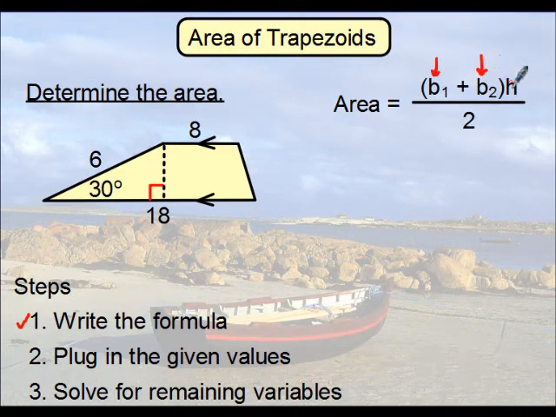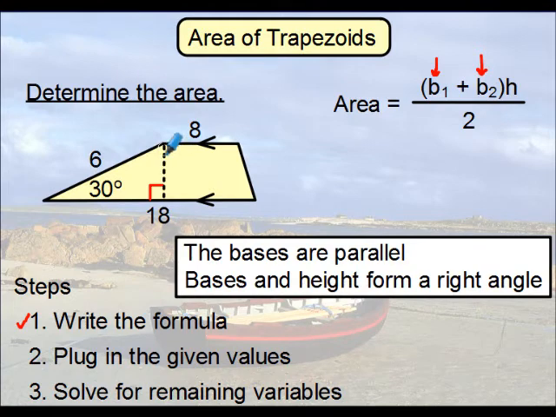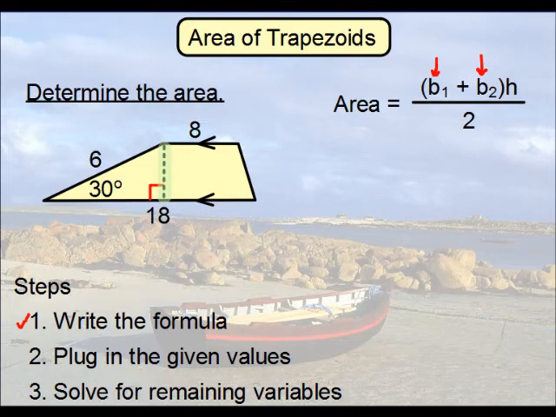However, for the height, it isn't really known. Remember that the height forms a right angle with the bases. That's this length right here. So we wouldn't be writing in 6. This 30-degree angle here, though, is a clue as to what to do. You might note that this is a 30, 60, 90 triangle.